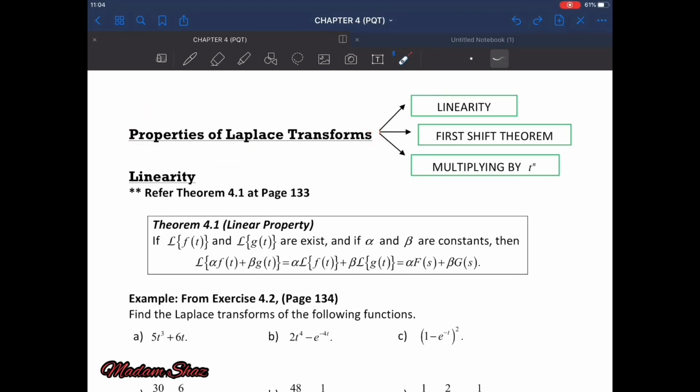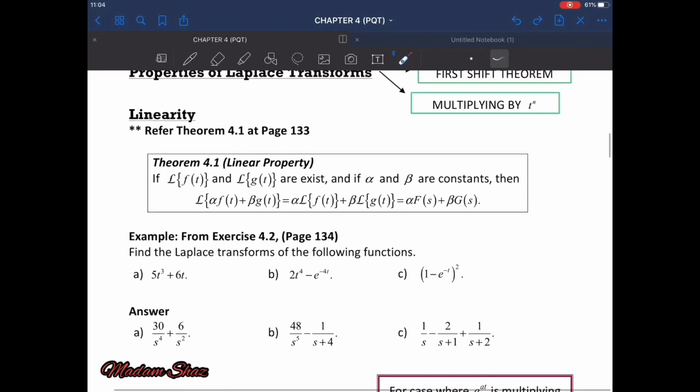So there are three properties of the Laplace transform. The first one is linearity, the second one is the first shift theorem, the third one is multiplying by t^n. So for the first property, we will learn about the linearity property. You can refer to the textbook, Theorem 4.1, page 133.